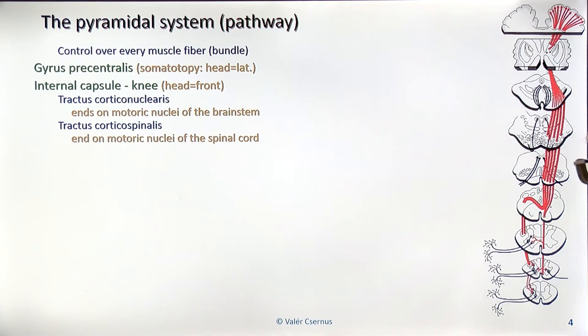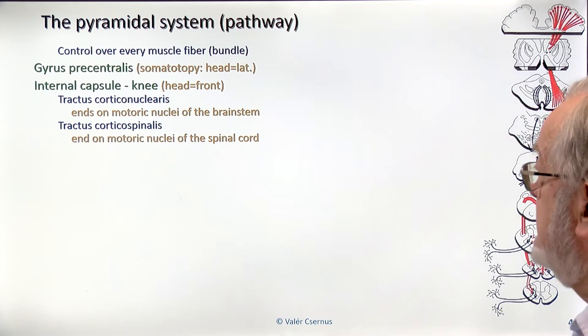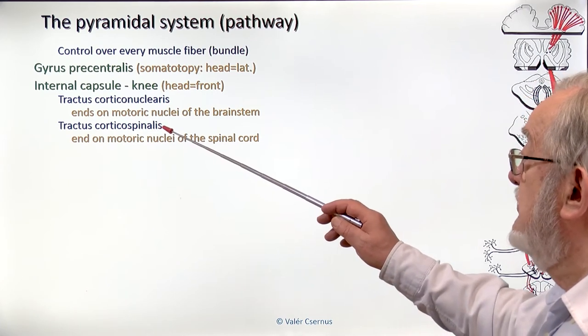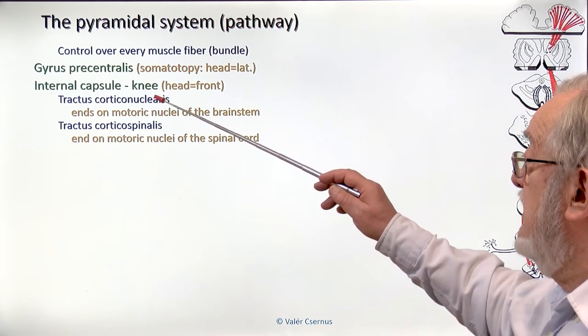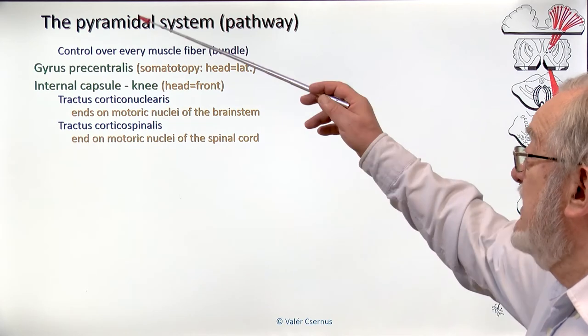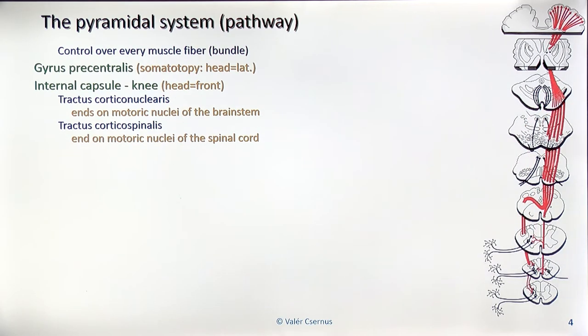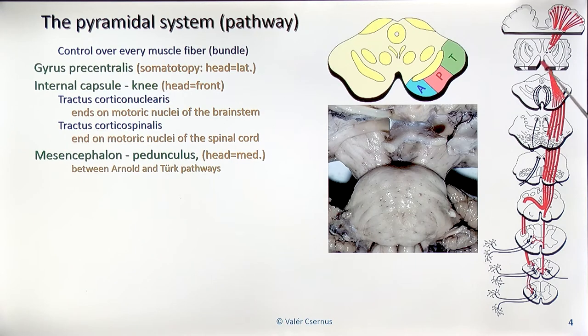Other muscles, which are controlled by spinal nerves, go down to the spinal cord, and this is the part of the tract named corticospinal. The cortical nuclei and the corticospinal tracts together we name the pyramidal pathway. If we go further down, in the mesencephalon, it's in the pedunculus cerebri, and it is in the middle, between the Arnold and the Türk pathways, of which I will talk about soon. And it also has somatotopy, with the head on the medial side of this pathway.